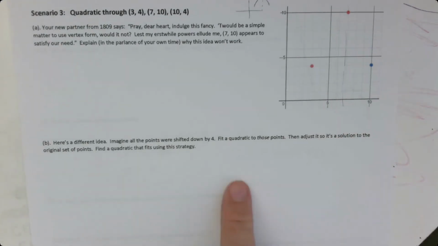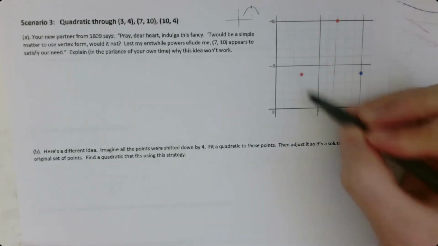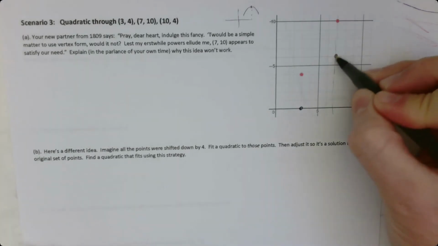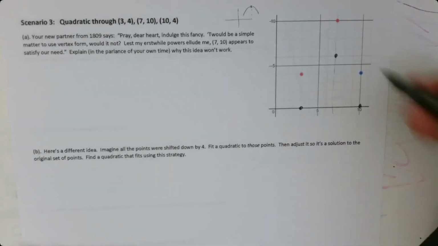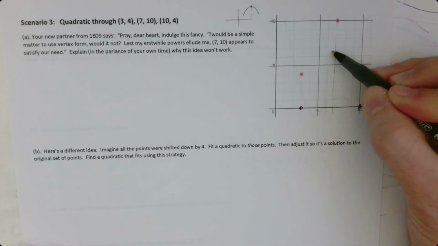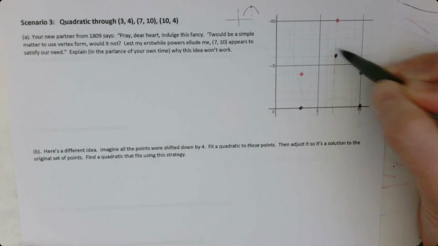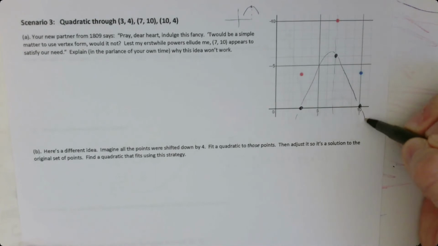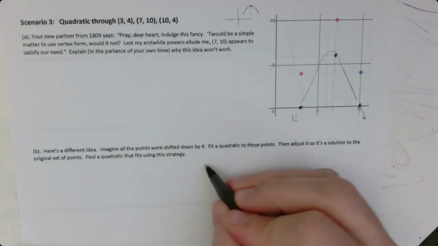Okay, so let's do a different idea. Let's imagine we're going to shift all of the points down by 4. So this point ends up here, this point ends up here, this point ends up here. So there's our new version. Could we fit a curve through this? And the answer is yeah, we definitely could. I'm trying to figure out where the vertex would actually end up. Like here, right? So the vertex would be exactly halfway between those two roots. So let's pretend we did that. Well, no, sorry, let's actually do that.